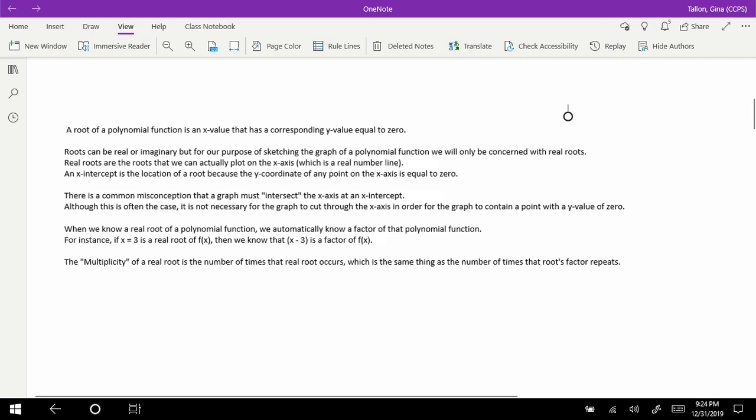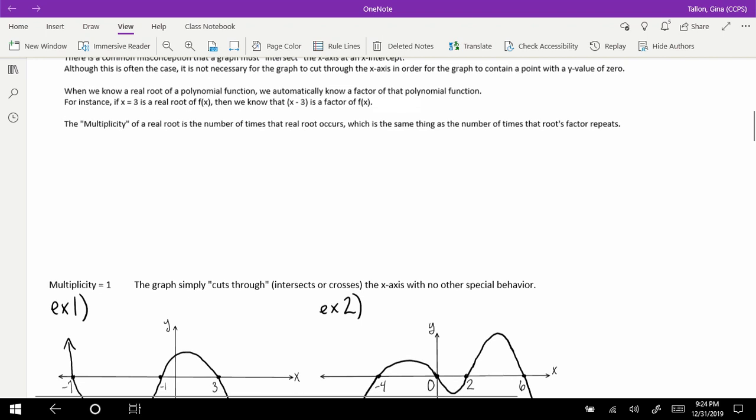All right, let's get into this word multiplicity, because each root of a polynomial function is going to have a particular multiplicity assigned to it, and that's going to describe the behavior of the graph at that particular root. So let's move on here.